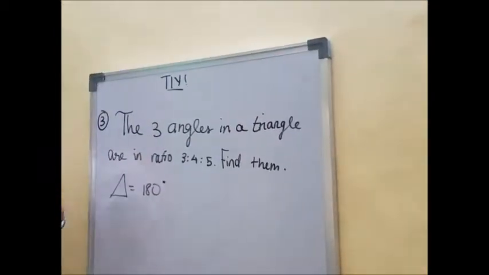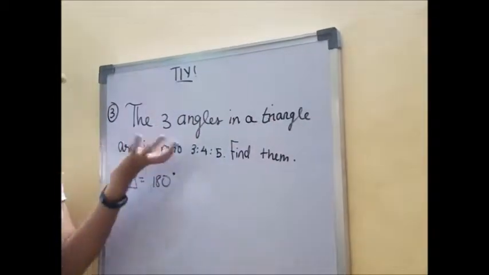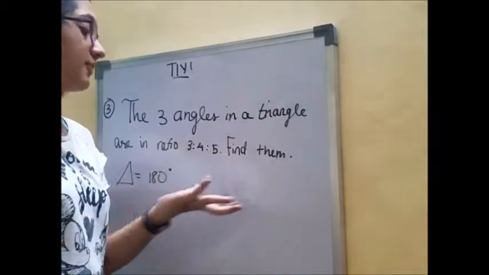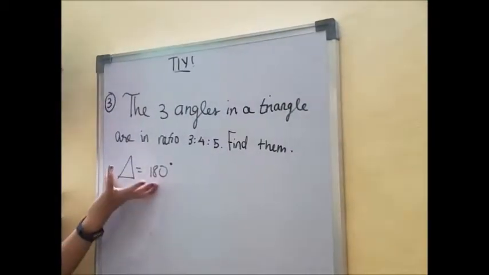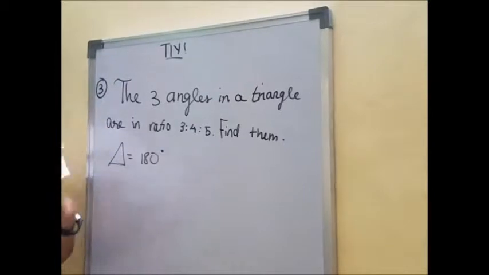So the third question for TIY is, the 3 angles in the triangle are in the ratio 3:4:5. Find them. So triangle, all the angles of the triangle equal 180 degrees. So that should give you a little bit of a hint.